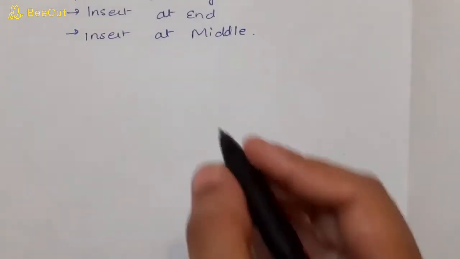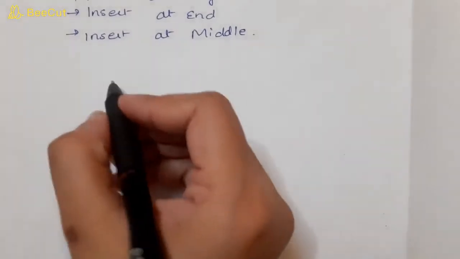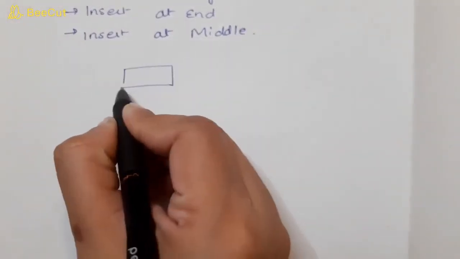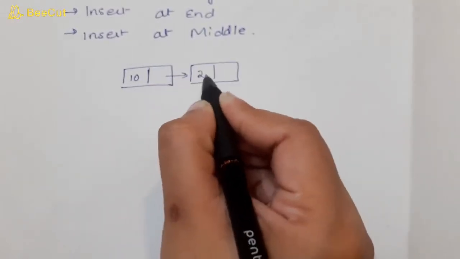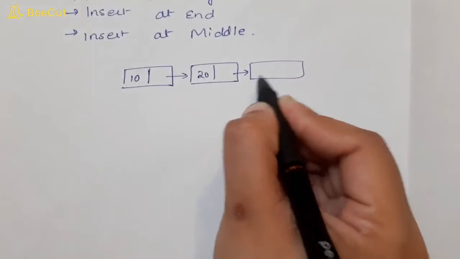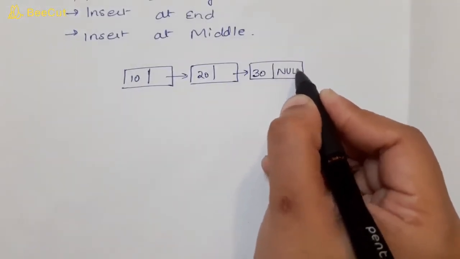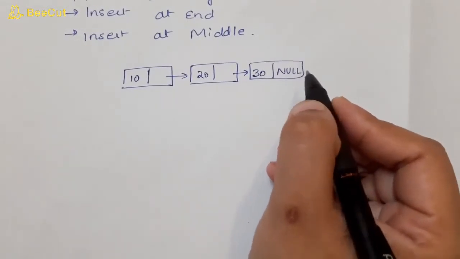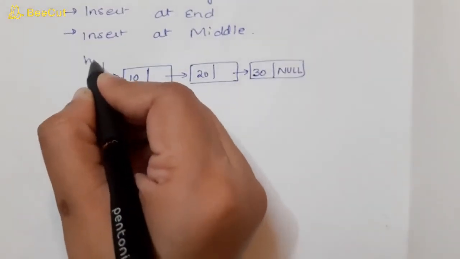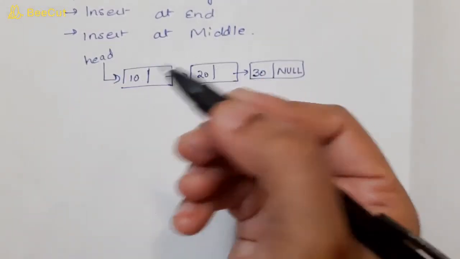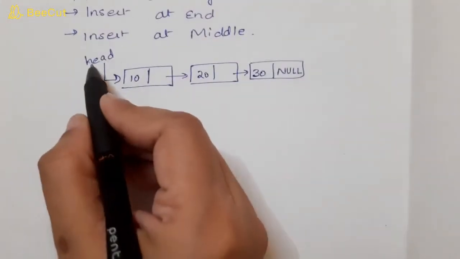Suppose we have a linked list in which three elements are there, 10, 20, 30. So your linked list is of this type. It is storing 10, 20, 30. In the introduction of linked list video lecture, we have already discussed that we are going to use a pointer variable head that will point to the first node. As it is a pointer, it must be storing an address. So it is storing the address of the first node. This is a pointer variable.